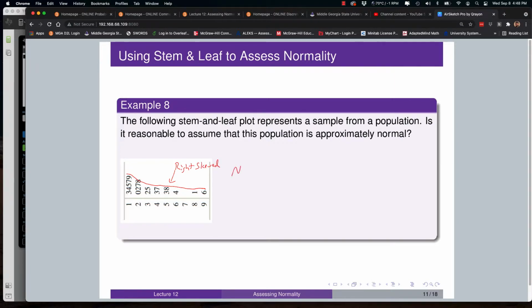And so no. The simple reason here is that the 81 and the 96 might be outliers if we look at the data set further, but for our purposes here, we could simply say no, there's a large degree of skewness. Alright, so that's the stem and leaf plots.